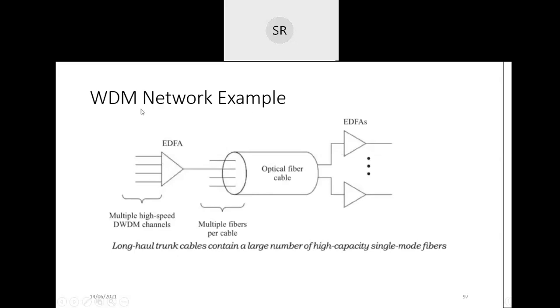Then the wavelength division multiplexing network, how that optical fiber network looks like. That is for the long haul trunk cable, which contains a large number of high capacity single mode fibers. This one is about multiple high speed DWDM channels. You have here the amplifier, multiple fibers per cable. This is about an optical fiber cable, and these are about separating the different channels.